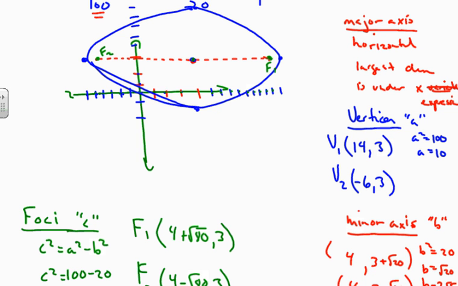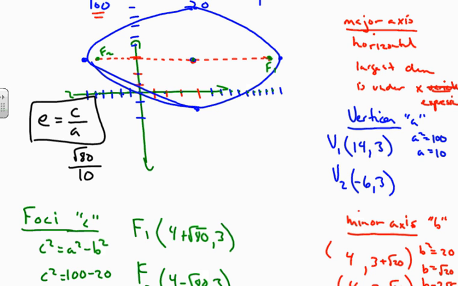And then finally, we can find our eccentricity. Eccentricity is C over A. It's a ratio to figure out how oval it is. Our C value is the square root of 80, so we're going to have the square root of 80 over A, and the A value is going to equal 10. If you recall, that's approximately 8.9 over 10, which is pretty close to 1. So that's why you can see why it's so oval shaped.